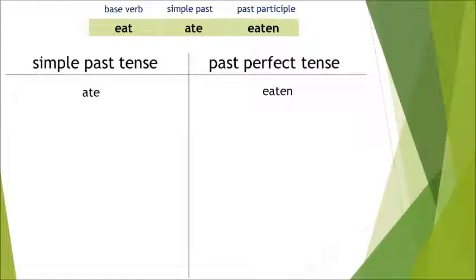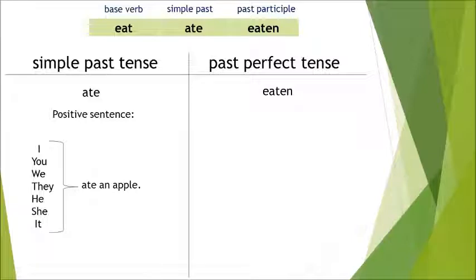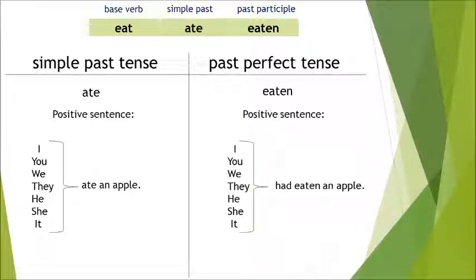A positive simple past sentence follows the same rule for all the subjects. I ate an apple. You ate an apple, and so on. Past perfect positive sentences also have the same rule for all the subjects. Use had and PP form of verb. I had eaten an apple. You had eaten an apple, and so on for the other subjects.